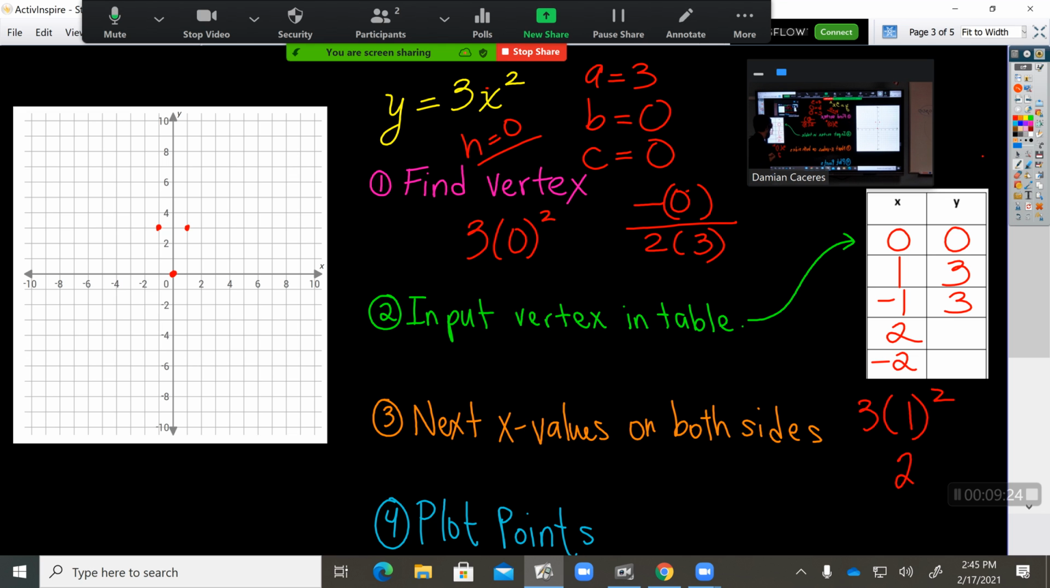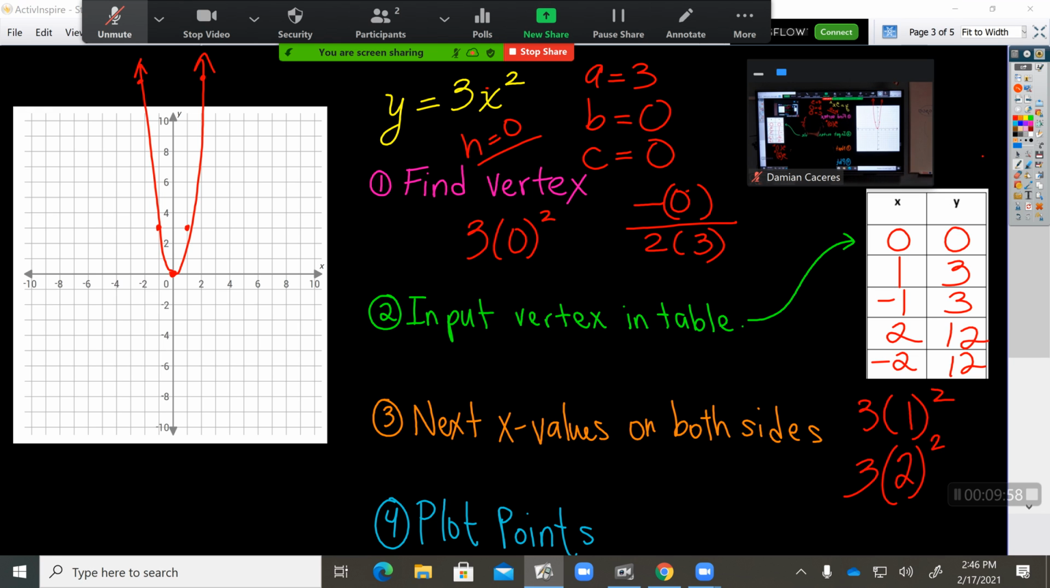Now the last one, plug in a 2 here. 2 to the second power is 4 times 3 is 12. So the next point also has to have a 12 answer. Now we go 2 comma 12 somewhere up here, negative 2 comma 12. This is going to be a narrow U. I'll give you a minute to copy. All right, moving on to the next page.